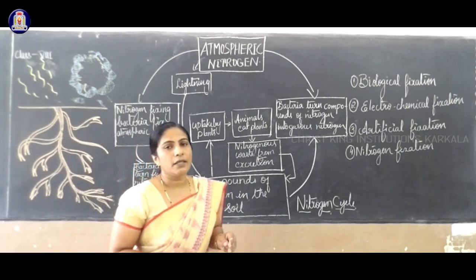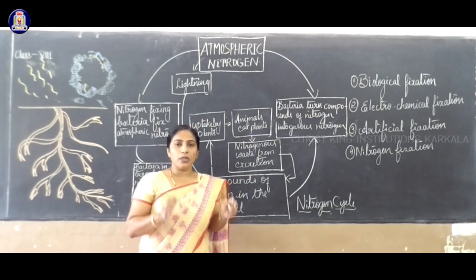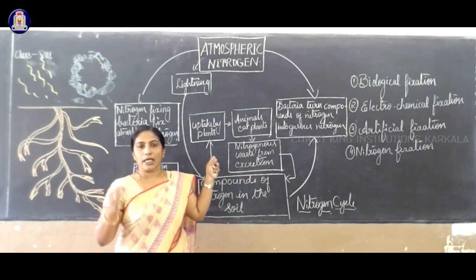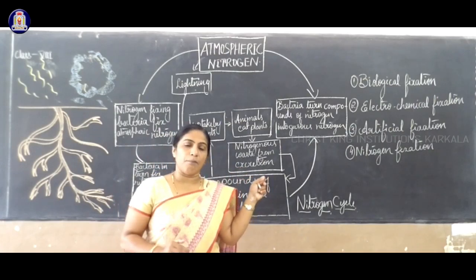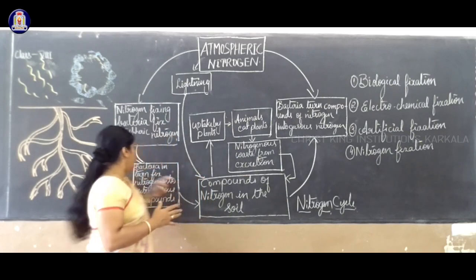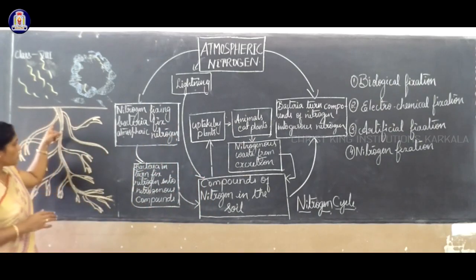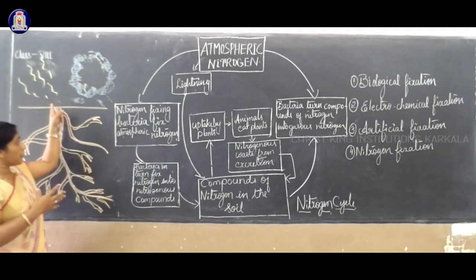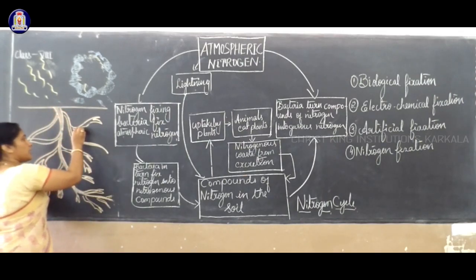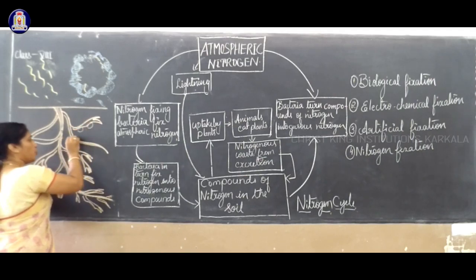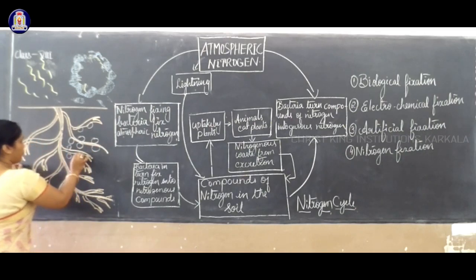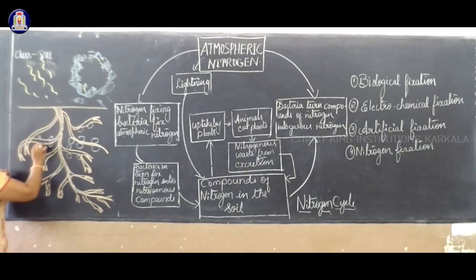In our mind the question will arise: how will the atmospheric nitrogen be fixed and converted into a nitrogenous compound? For example, in plants, they will absorb it through the root. On the root surface there is a structure called root nodules. Observe carefully, a knot-like structure in a legume plant, like a pea plant.